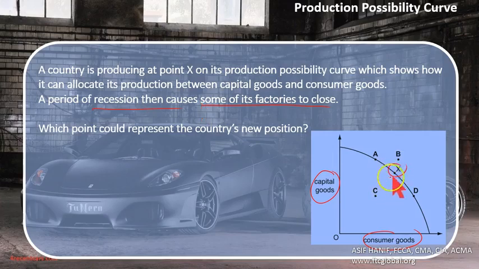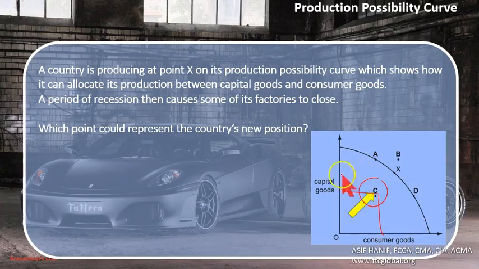So we are witnessing recession, that is a reduction in the size of the economy, meaning less capital goods, less consumer goods. So definitely the only point where we can be, what would be the new position? Definitely C, because economic recession means we will be producing less consumer goods and less capital goods.